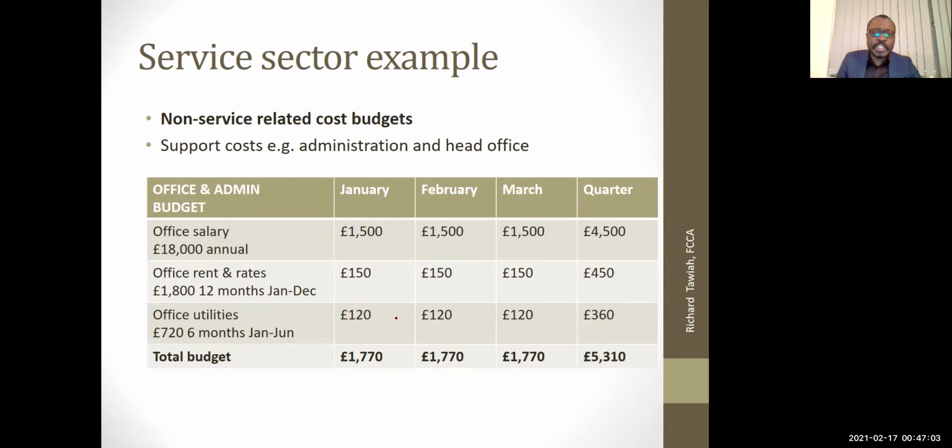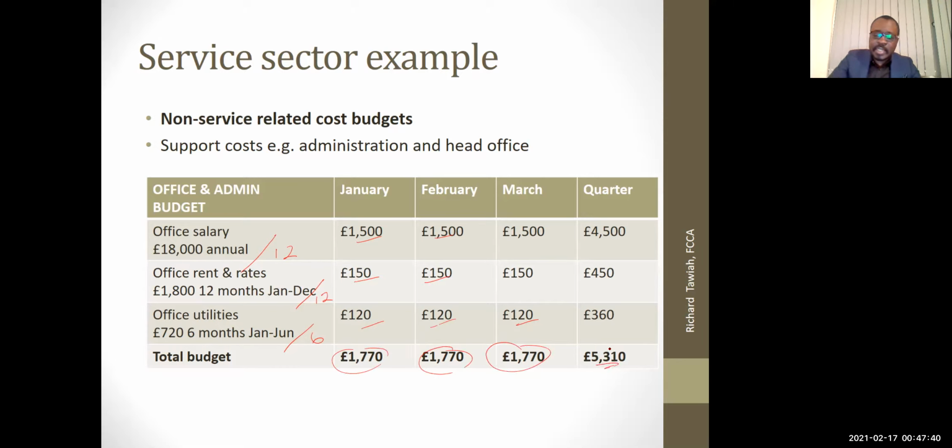Now the non-service cost. After that we sell, but we need a sales and admin department to help us in this area. So we divide the entire annual salary, 18,000, by 12 to give us the monthly figures. Rent, 1,800, January to December, divided by 12 gives the monthly figures. Utilities is 720 for 6 months, so divided by 6, we get the monthly figures. Sum them up, and these are the figures you get for the non-service related budget cost.